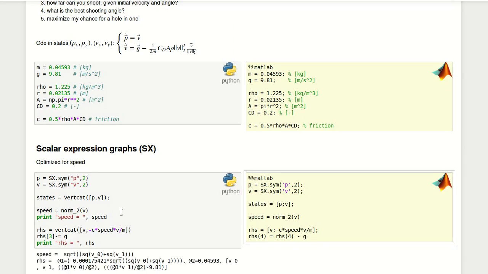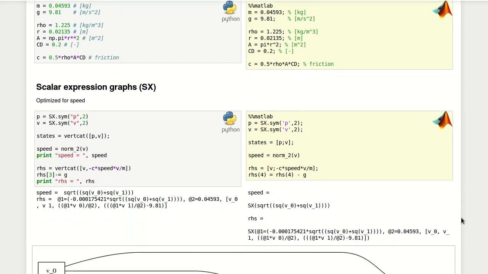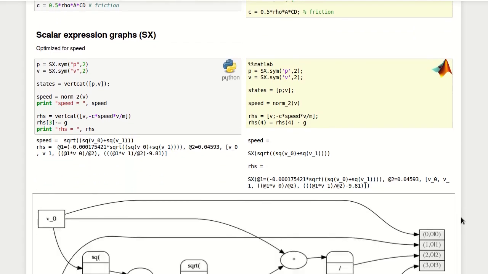You can see that the 2 norm is here written as a square root of the square of the x part of velocity plus the y part of velocity, as expected. So the right hand side really starts from the velocity, so v, concatenated with this guy.